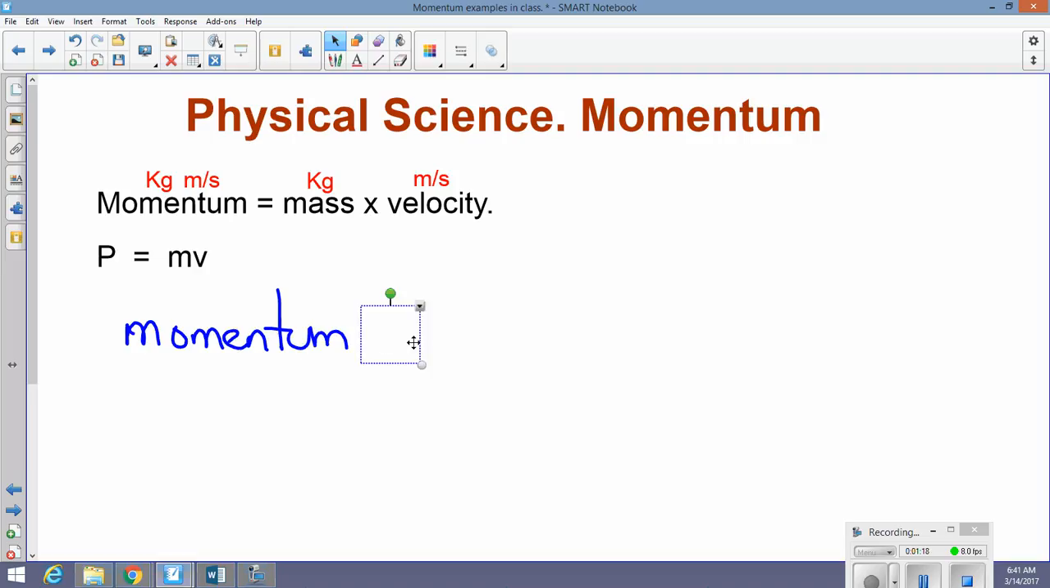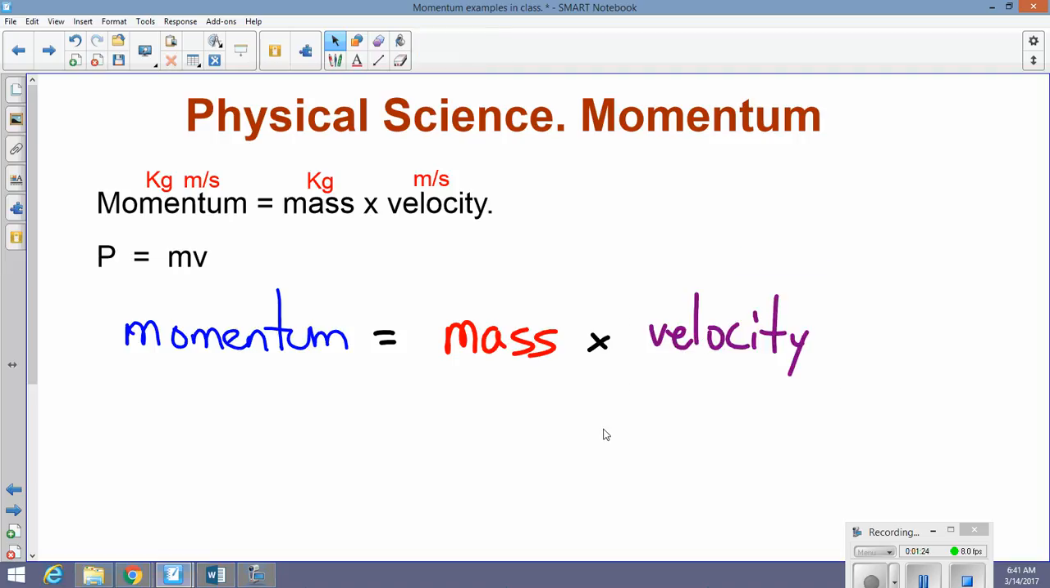Momentum equals mass times velocity. Okay, here's the equation. Rewritten, I will move these variables, but I will never change momentum. Momentum will stay on top. And on a straight line like now, momentum is defined as mass times velocity.